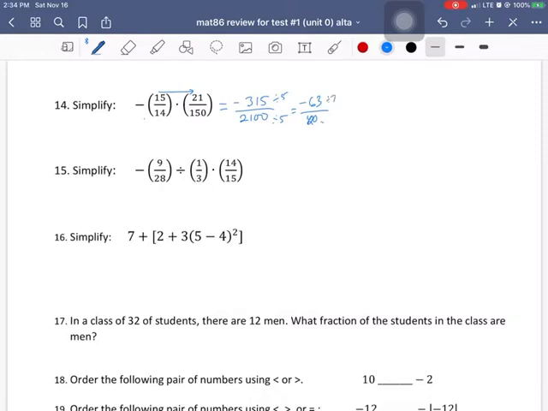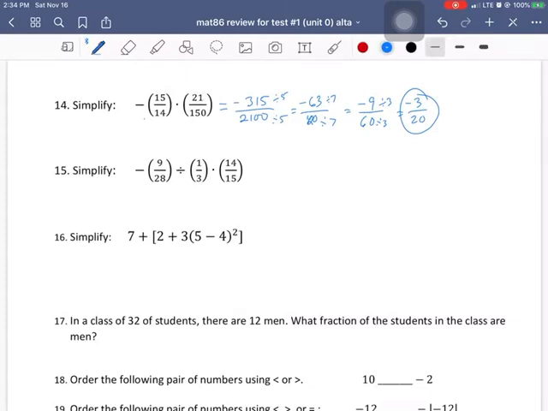63 is divisible by 7. Let's try the 420. Is that divisible by 7? Yes, that's a 60. And I know both of these are divisible by 3. So, boy, that takes a lot to get all the way there. The other thing I like to do is reduce them as they stand there.